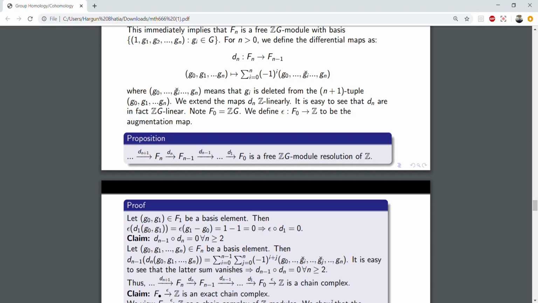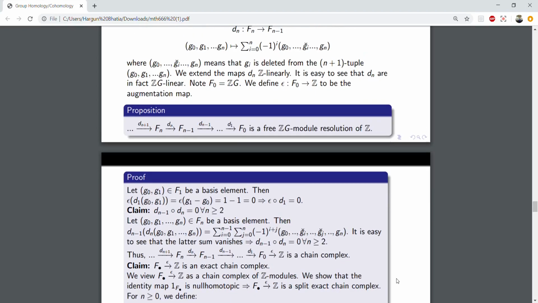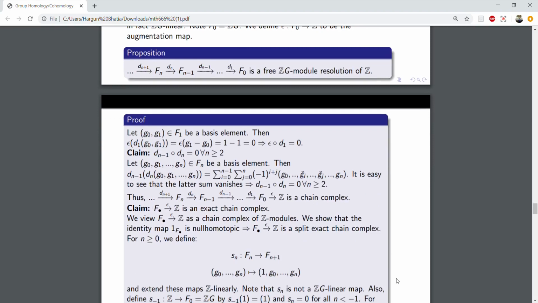Now the next thing to show is that it is an exact chain complex. For that, we will show that it is a split exact chain complex, that is, the identity map on this chain complex is null homotopic. For that we need to define maps which go in the opposite direction. We define these maps Sn from Fn to Fn plus 1, which take a basis element (G0, ..., Gn) and send it to (1, G0, ..., Gn), and extend these maps Z-linearly. Notice that Sn is a Z-linear map, but it's not a ZG-linear map. It's not preserved by the action of G.